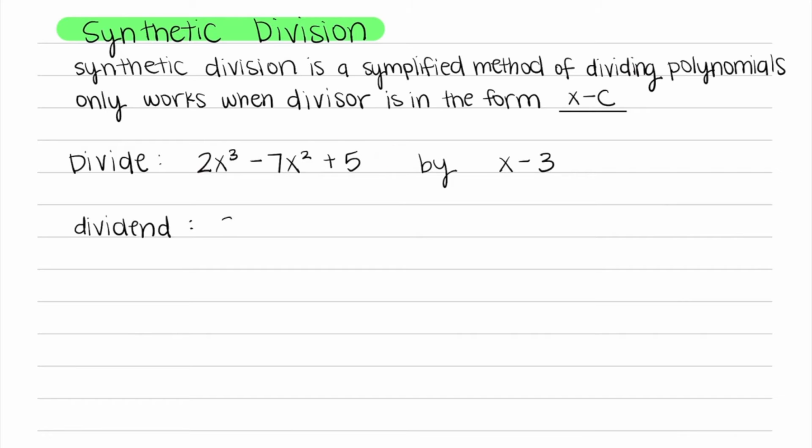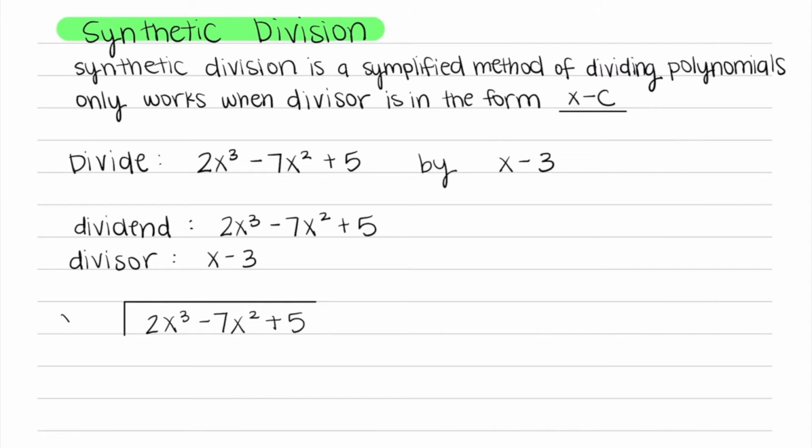The dividend is labeled as 2x cubed minus 7x squared plus 5, and the divisor, what you're dividing by, is the x minus 3. So if I refer to these terms in the future, you know which one is which. Normally if you're doing a long division problem of polynomials, you would write 2x cubed minus 7x squared plus 5 under the bracket and the divisor on the left, x minus 3. But in synthetic division, the bracket is written upside down and you would only use the leading coefficient of each term. So we won't use any variables, so no x's in this case.